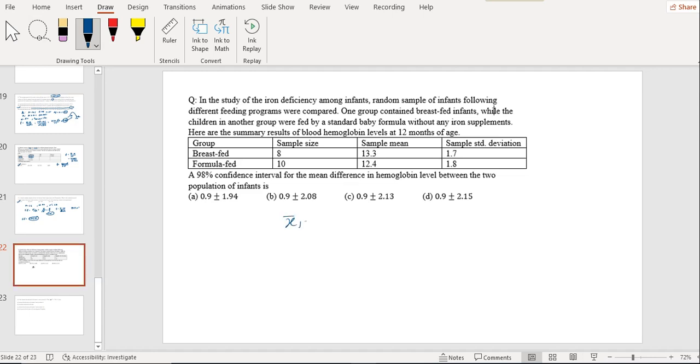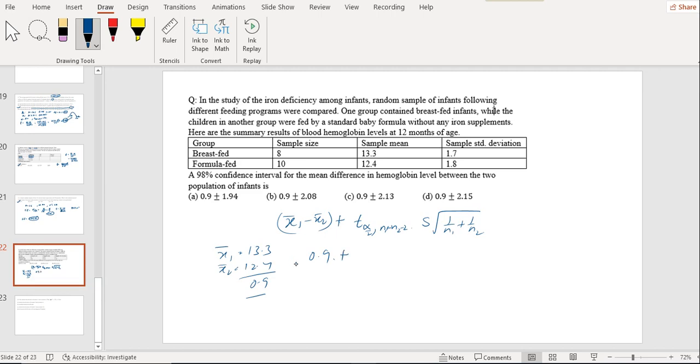So what is that? x1 bar minus x2 bar plus or minus, because the sample size is small, t at alpha level of significance, alpha by 2, n1 plus n2 minus 2 degrees of freedom, times the standard error. Standard error is capital S into square root of 1 upon n1 plus 1 upon n2. So what is x1 bar minus x2 bar? x1 bar is 13.3, x2 bar is 12.4, so their difference is 0.9. In all four options 0.9 is there.